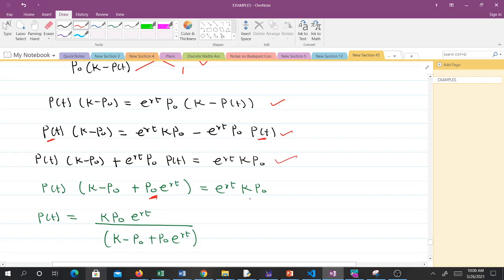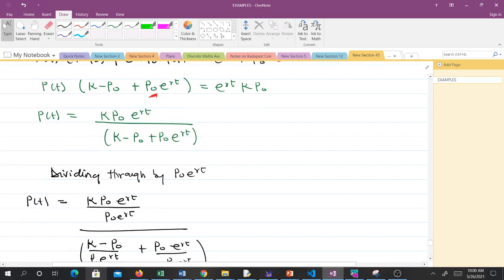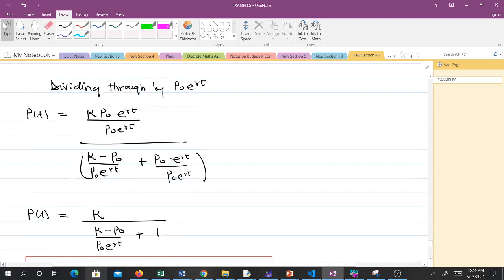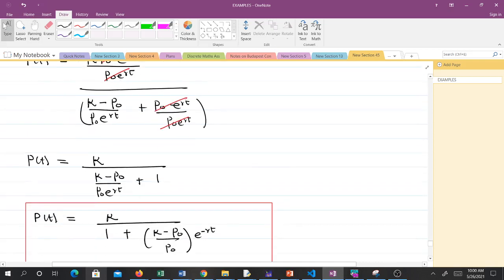So when we divide through, we get P of t will be equal to K P naught e^(rt) over K minus P naught plus P naught e^(rt). So when we get here, we can decide to divide through by P naught e^(rt), okay? So when you divide through by that, we'll get something like this. Realize that this will cancel this, this will also cancel this, and we'll get K over (K minus P naught) over (P naught e^(rt)) plus 1, okay?